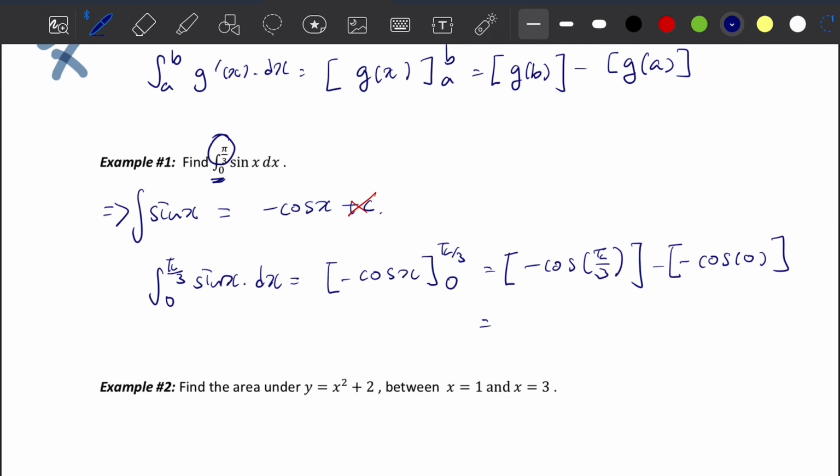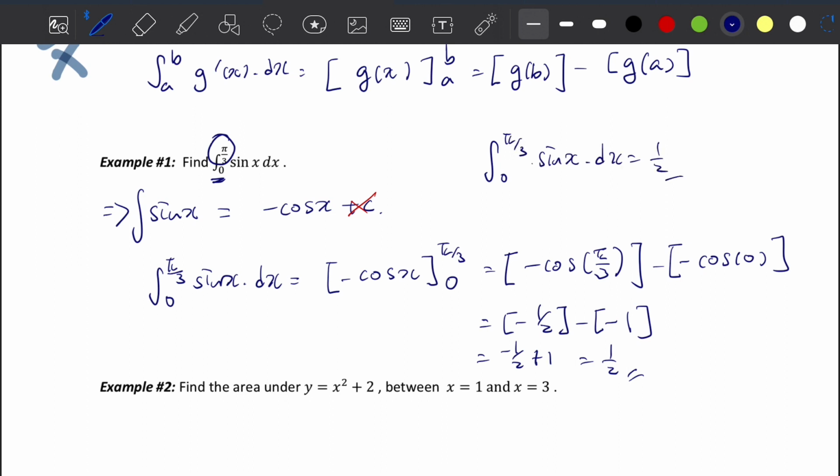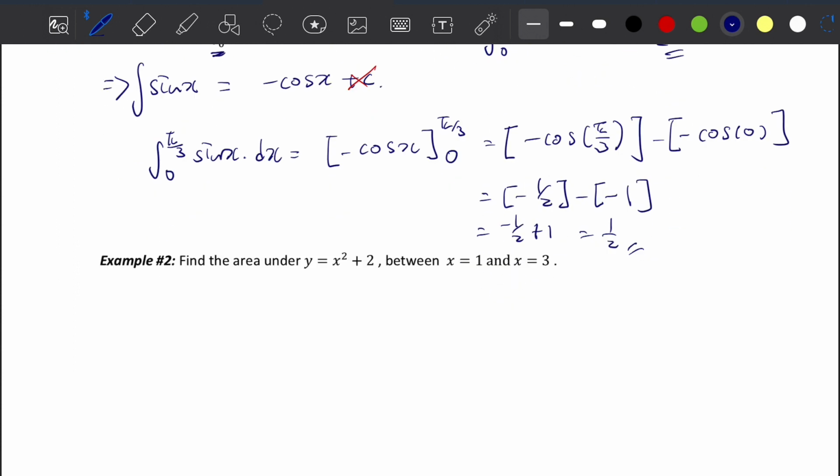Then we know cosine pi over 3 according to the unit circle, so you need to remember the unit circle. Cosine pi over 3 is the same as 1 over 2, so the first part is negative 1 over 2. Cosine 0 is the same as 1, so we have negative minus 1. So we have negative 1 over 2 plus 1, which is the same as 1 over 2. So when x ranges from 0 to pi over 3, the integral of sine x dx is 1 over 2.